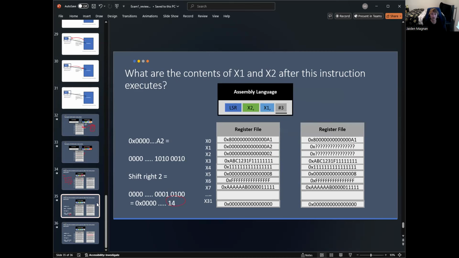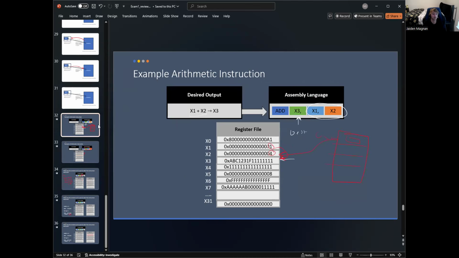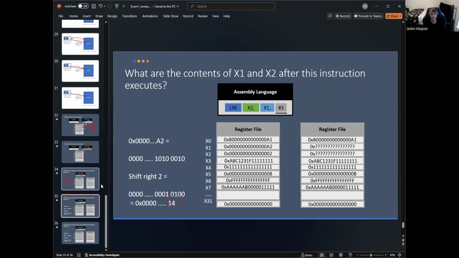For which one? The LSR or like the load? LSR, yeah. Okay, so just one more time.